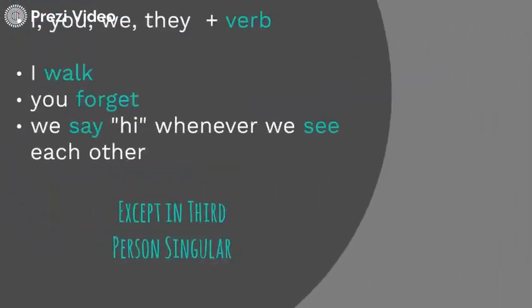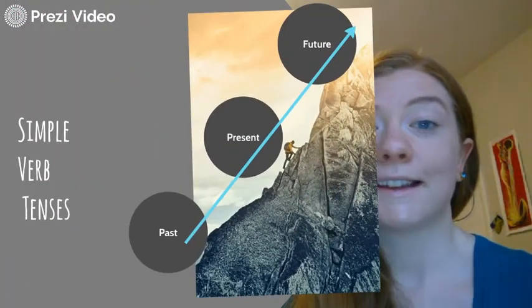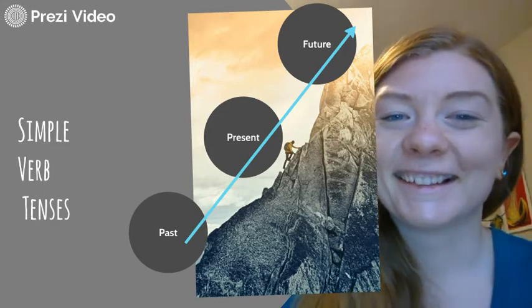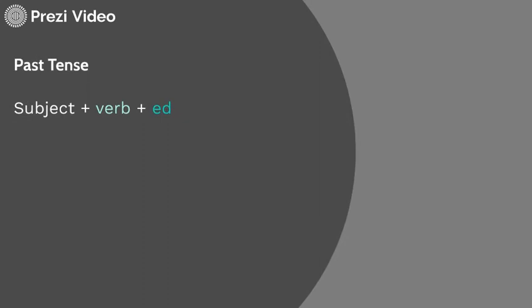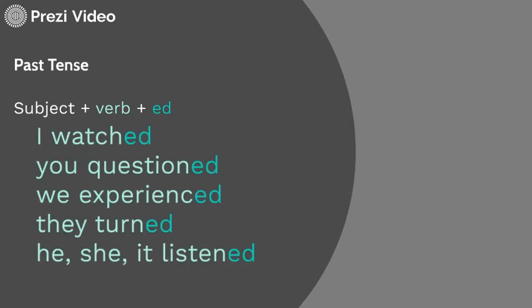All right, so that is the present tense. Woohoo, we did it. Let's jump into the past tense now. So these are things that have already happened, and I'm already giving you a hint. It's a subject, it's a verb, and then it's ed at the end of the verb. So you just tack on to whatever the verb is an E and a D. For example, I watched, you questioned, we experienced, they turned, or he, she, or it listened. We just have an ed at the end of the verb to turn it into past tense.